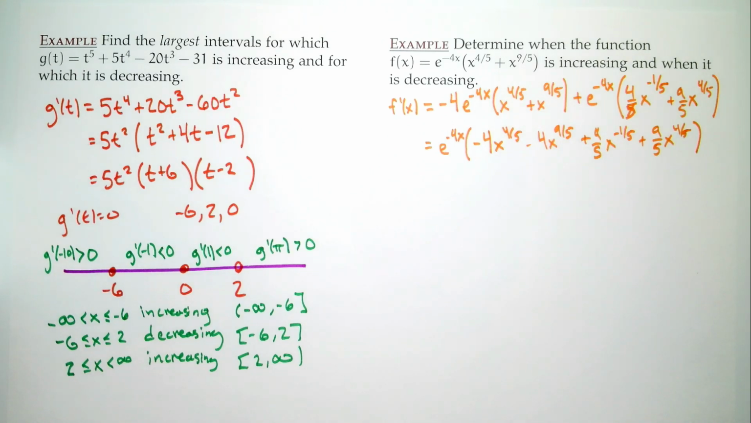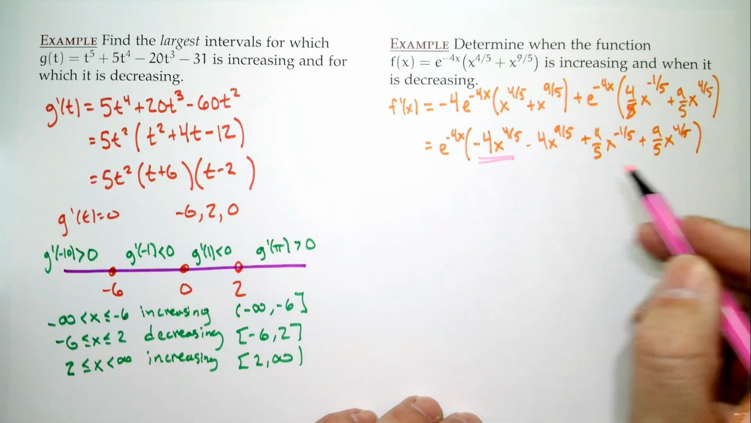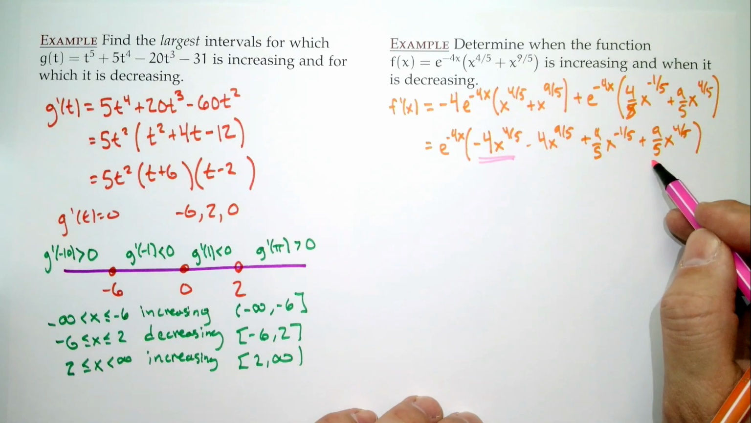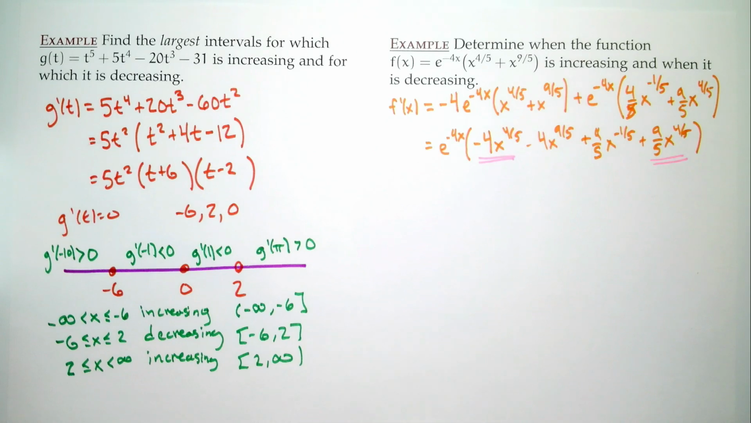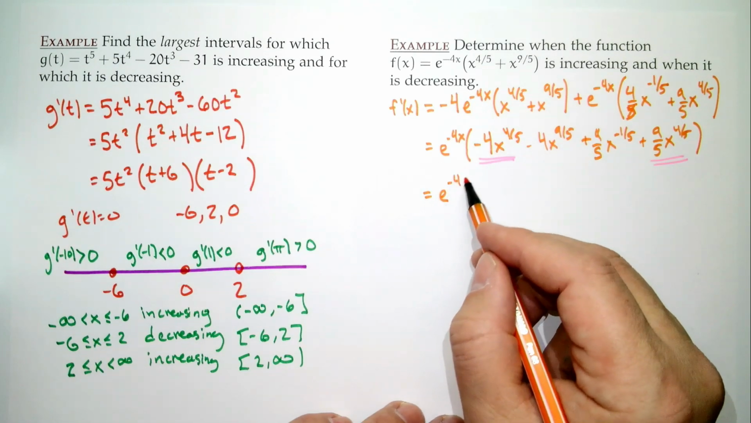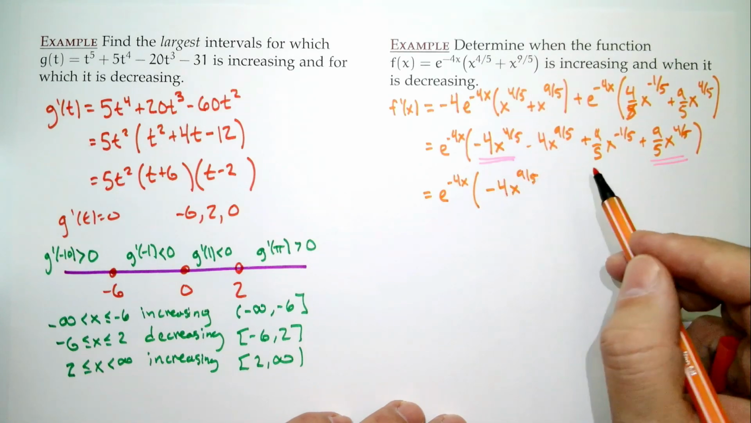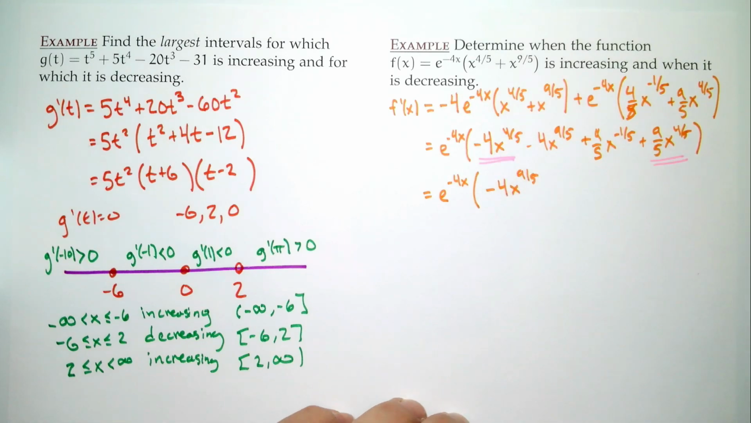Now, is there anything we can do? Do you see anything that we can do? We have a negative 4x to 4/5. What else do we have? We have a 9/5 x to 4/5. So what can we do with those two? We can combine them. So if we combine them, what do we get? Well, we'll have the minus 4x to 9/5. Then we have minus 4 and plus 9/5.